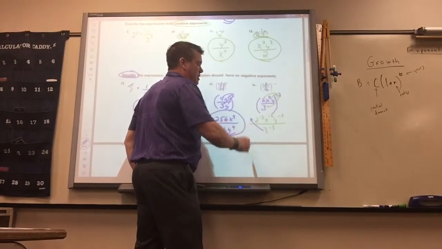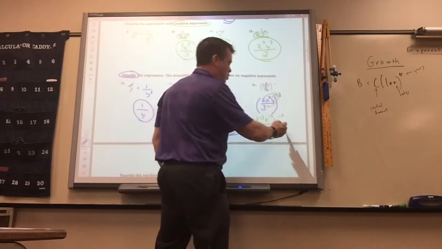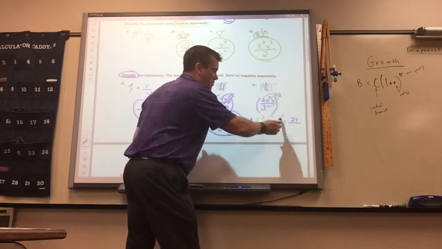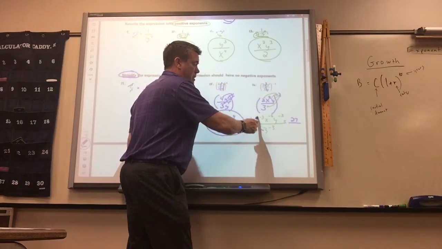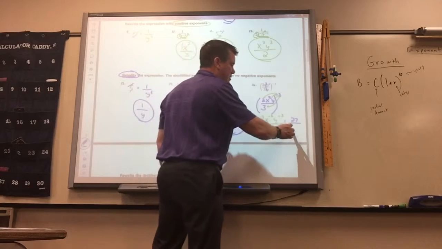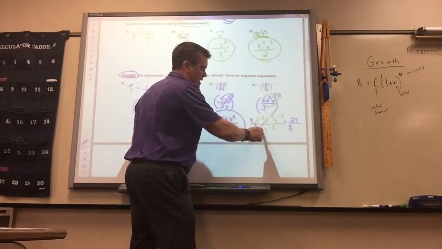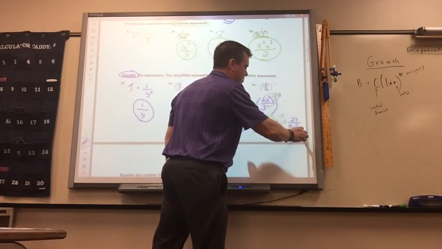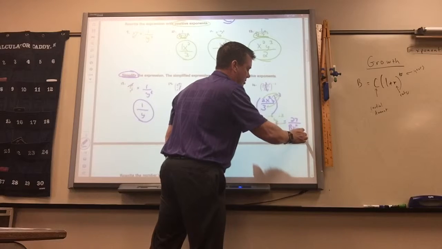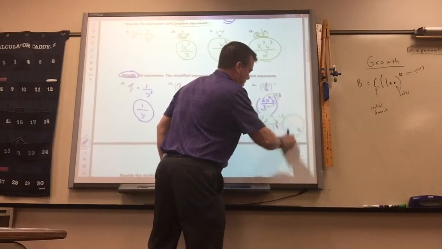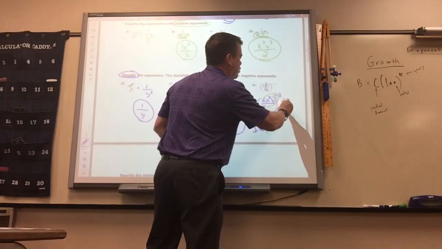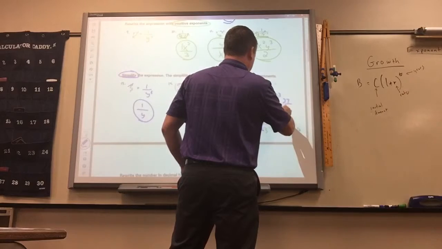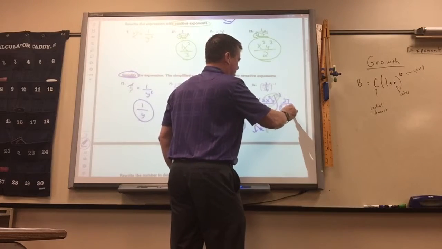So the 3 would move up to the top and turn into 3 to the third, which is 27. The 2 to the third, or all of these would move down. This would be 2 to the third, which is 8. And then the X to the negative 6 would move down, turn into X to the 6th. And the Y would move down. Y to the third. So it'd be 27 over 8, X to the 6th, Y to the third.